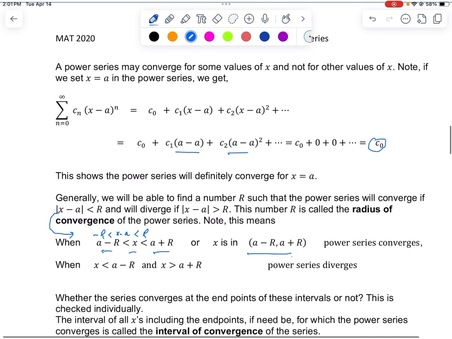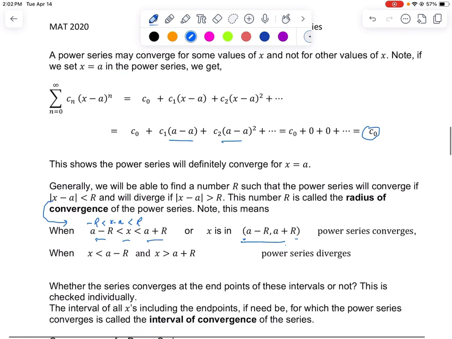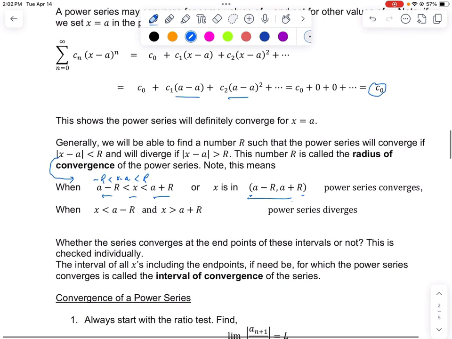Now notice that the interval we have here is open. Open means the endpoints are not included. So what happens at the endpoints? That is something we will check individually, separately. The interval may include the endpoints or not, depending on the convergence or divergence at the endpoints. That will be called the interval of convergence of the series, and this value R is called the radius of convergence.